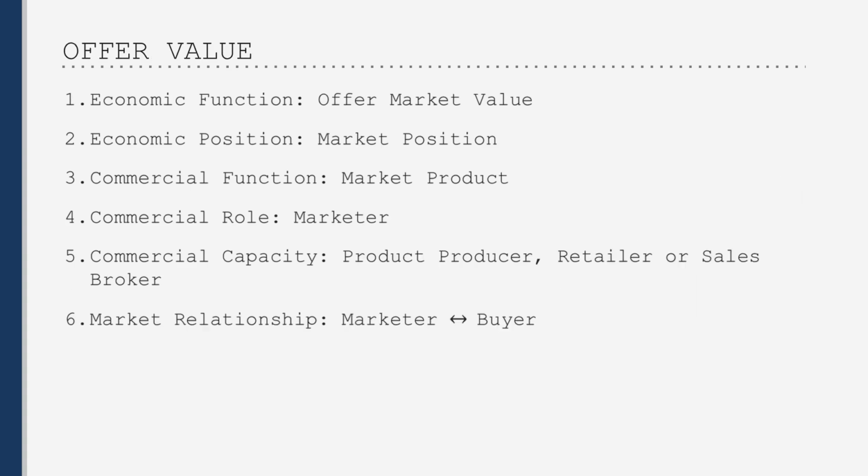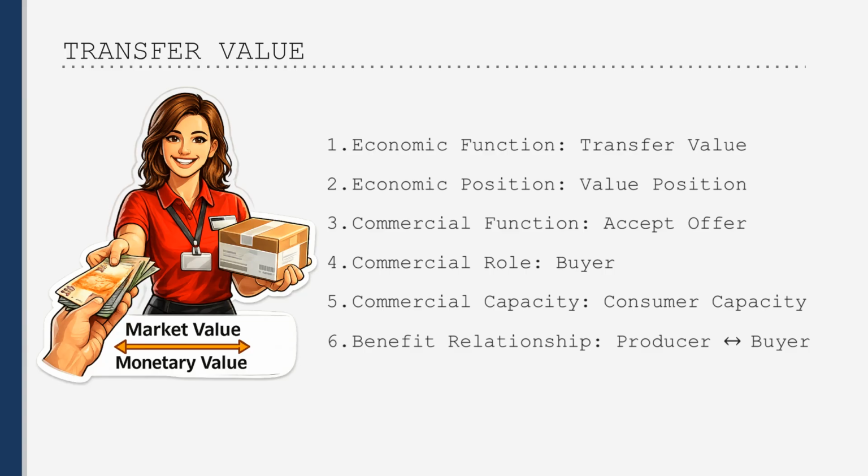The second stage is offer value, where the product is taken to market through an offer for sale. This is the role of the marketer, who can be the producer, a retailer, or a sales broker. This stage creates the market relationship between the marketer and the buyer. The final stage is transfer value, triggered when the buyer accepts the terms. This establishes the value relationship between the producer and the buyer, governing the exchange of market value and monetary value.